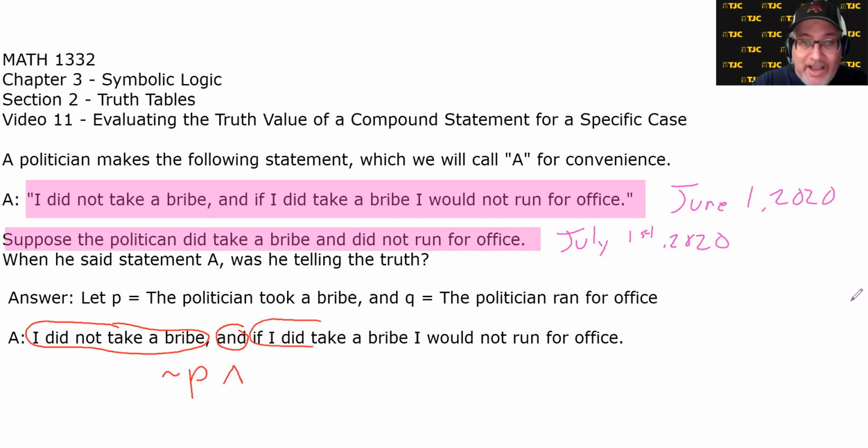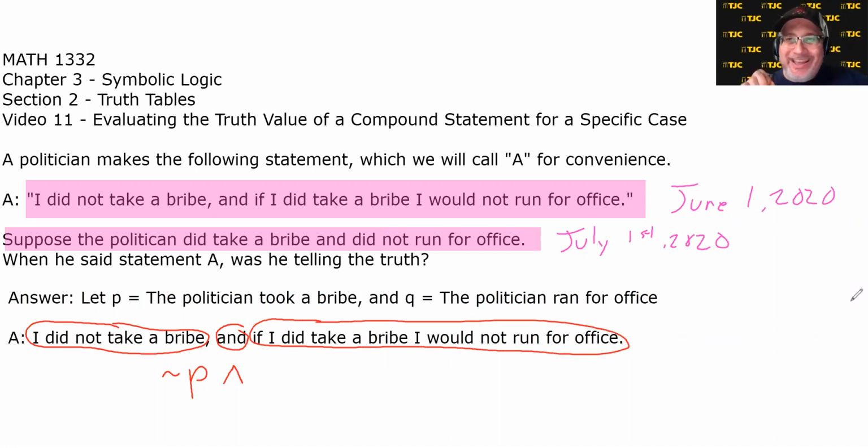And now look to the right of the conjunction. And remember, the word then is implied here. If I did take a bribe, then I would not run for office. Because this is another compound statement after a connective, it is going to go in parentheses. If I did take a bribe, so if P happened, then I would not run for office, negation Q.